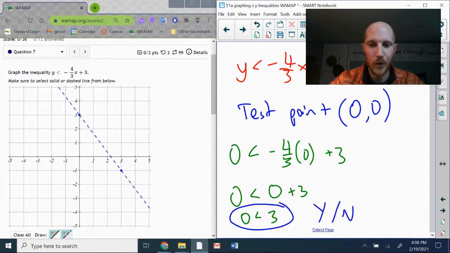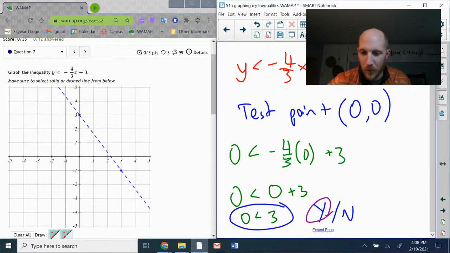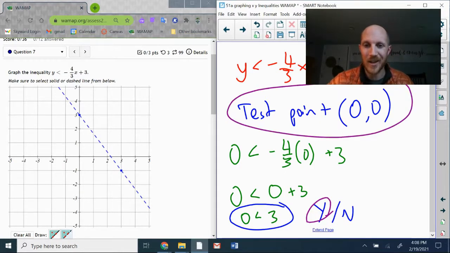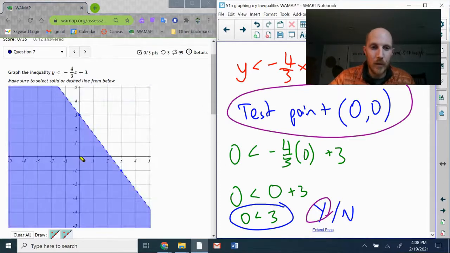Yes or no? Well, that one's not so hard to answer. I know that 0 is definitely less than 3. So I'm going to say yes. And I know that when I answer that question, I'm also answering this other question. Is this test point in the part of the graph that I should shade? Yes. All right, so I'm going to go back over here.